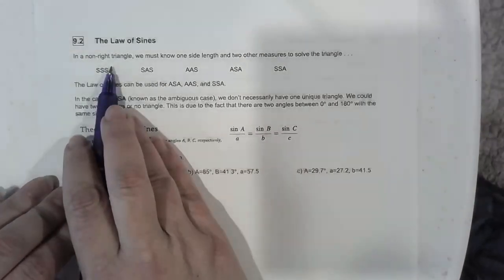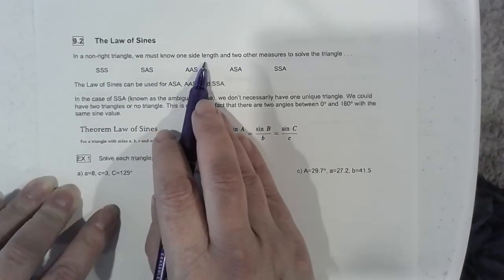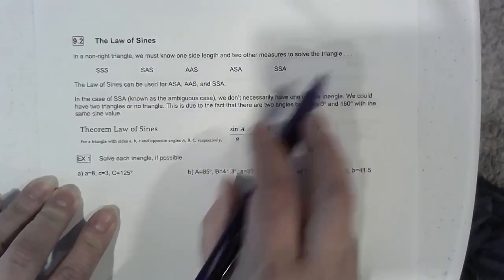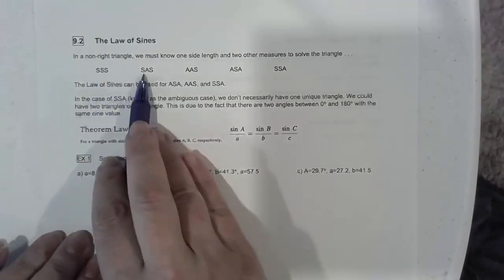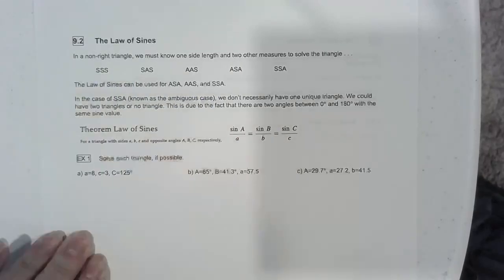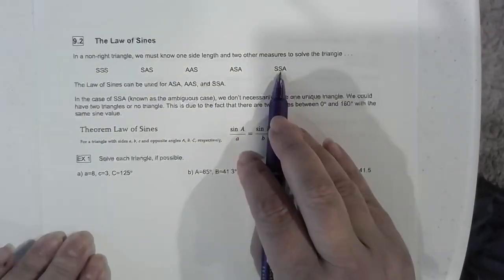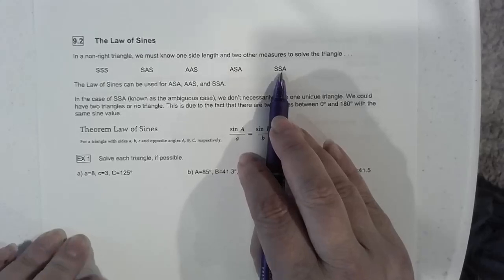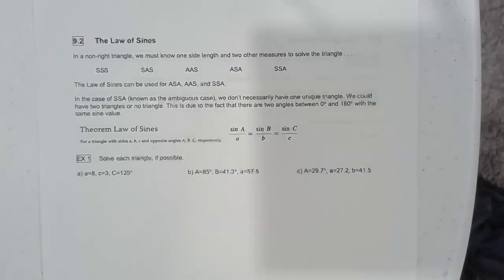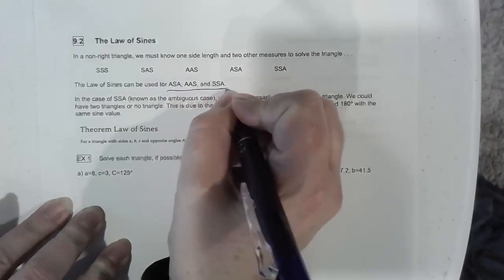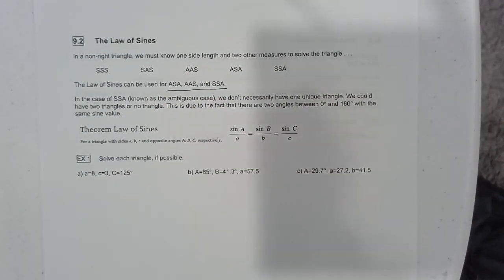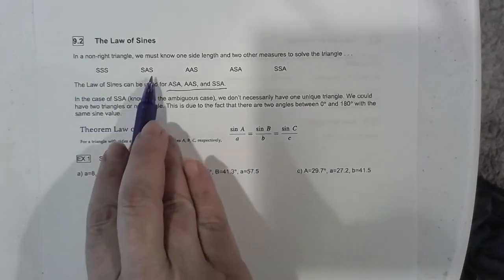And in a non-right triangle, we have to know one side length and two other measures. So we have to have at least one side, and it could be these ways that we learn to prove triangles congruent in geometry, but we can also use what was illegal in geometry, the side-side-angle, in some cases as well. Law of sines is going to be focused in on just these three. So in section 9.3, we're going to do law of cosines, which is going to pick up the side-side-side and side-angle-side.